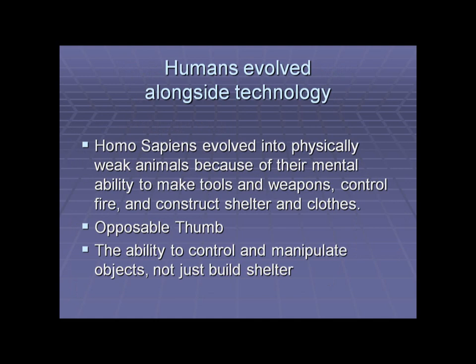Humans evolved alongside technology. Homo sapiens evolved into physically weak animals because of their mental ability to make tools and weapons, control fire, and construct shelter and clothes. The opposable thumb gave the ability to control and manipulate objects, not just build shelter.